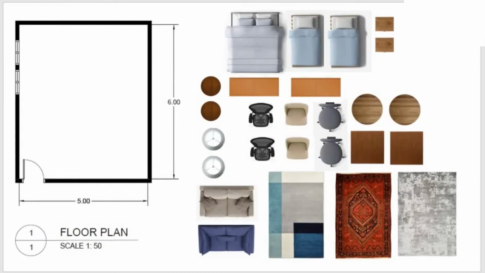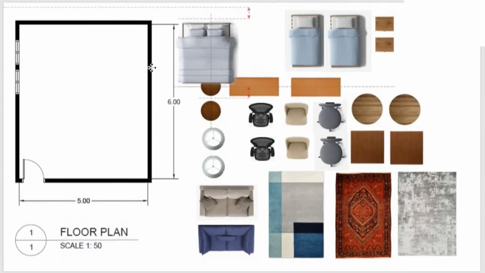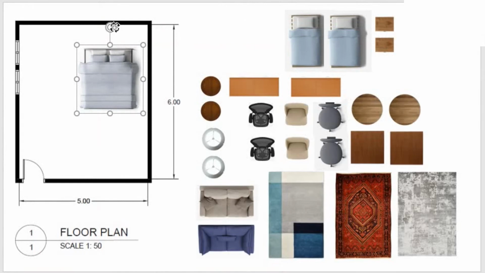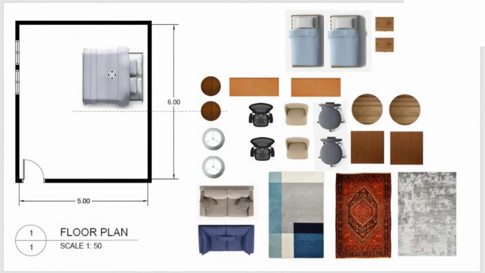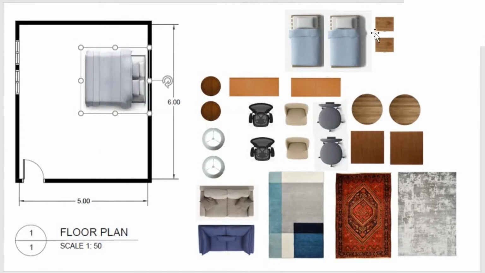So what you see here is a floor plan of the bedroom. Size is 5 times 6 meters. Scale is 1:50, meaning that this room here is 50 times smaller than the actual room, obviously for the obvious reasons to fit our paper. What you need to do is select furniture pieces you find appropriate for your design. On the right, just simply drag them and drop on your layout. Position them as you find appropriate.